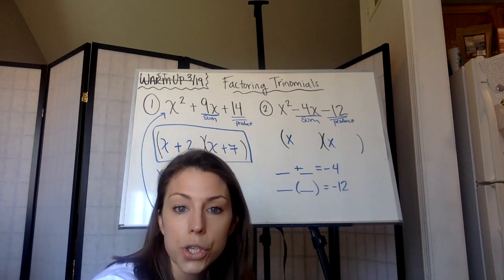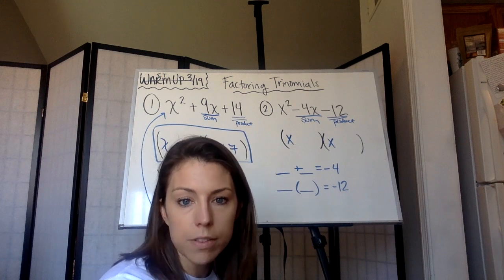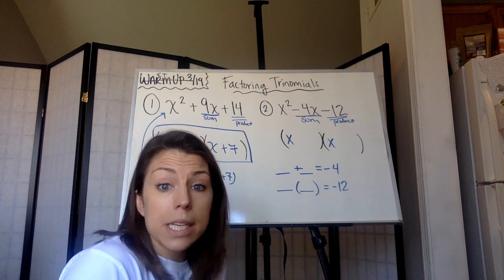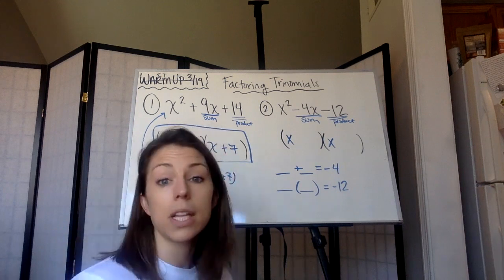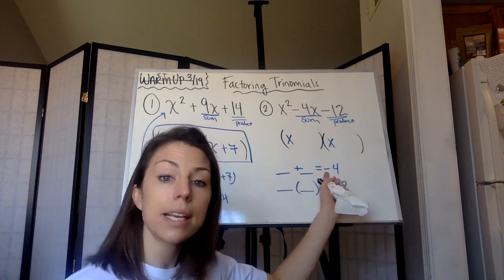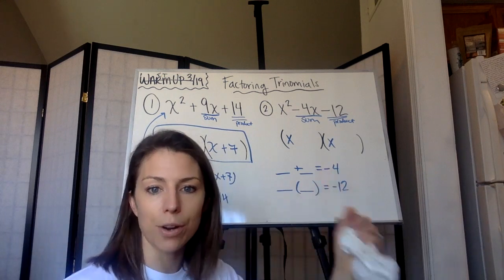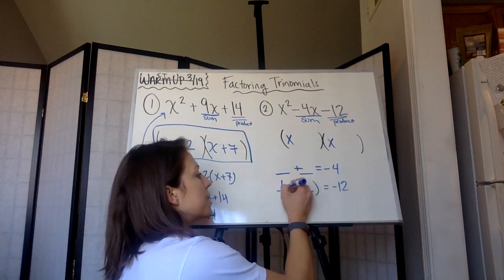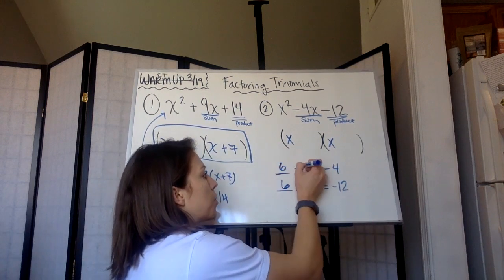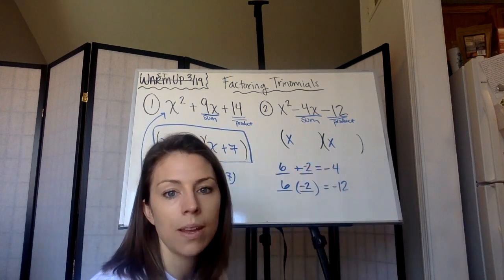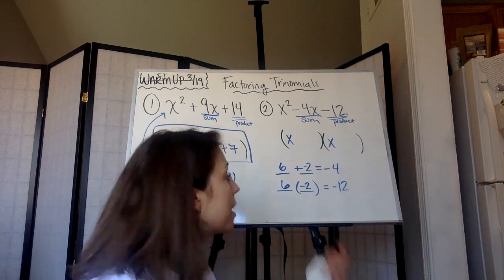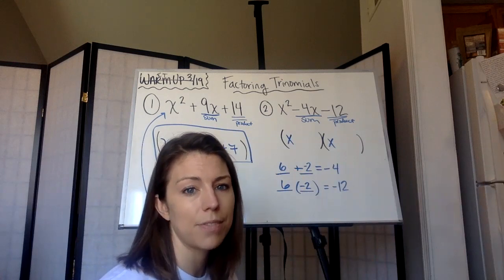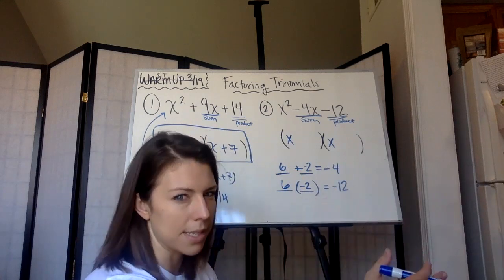How about 6 and 2? So 6 times 2 is 12, and 6 and 2 are 4 away from each other. So now it just becomes which one is negative and which one's positive. Well, I'll give you a little hint. If the sum is negative, that means the greater of the two numbers is negative. Let me show you what I mean. If I made this +6 and -2, what's +6 plus -2? +4. Why? Because the greater number is positive, so the end result has to be positive. So this doesn't work because that's +4.